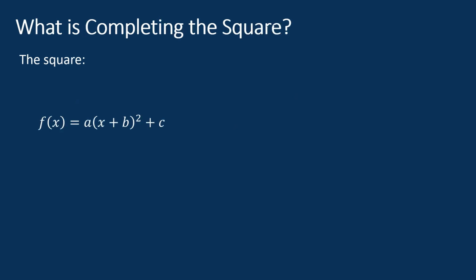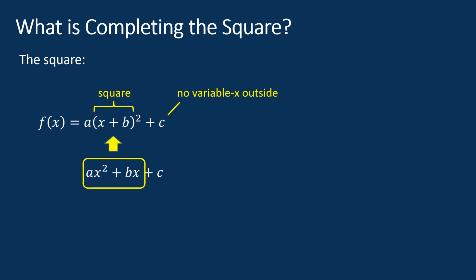We can see that in the vertex form, the variable x is located in a bracket with a square. We should also note that outside this bracket, there is no variable x. Completing the square means using the x squared and x terms in the quadratic expression to construct a square, leaving no variable x outside the square. Let me repeat. When completing the square, we use the x squared and x terms in the quadratic expression to construct a square. But the question is, practically, how can this be done?